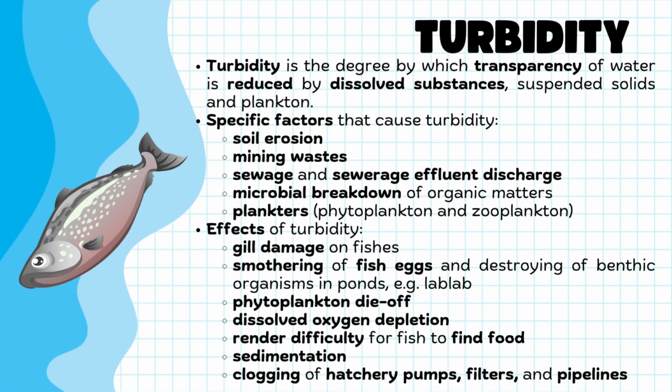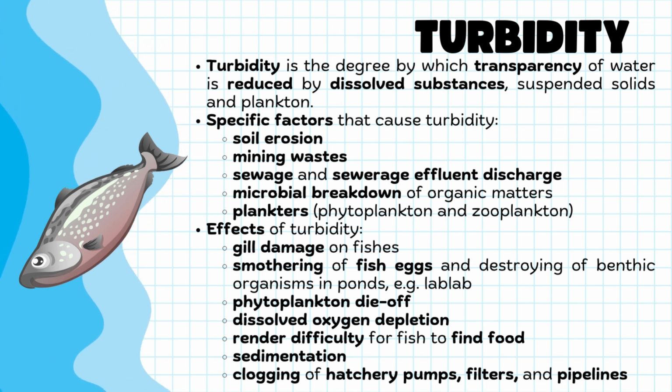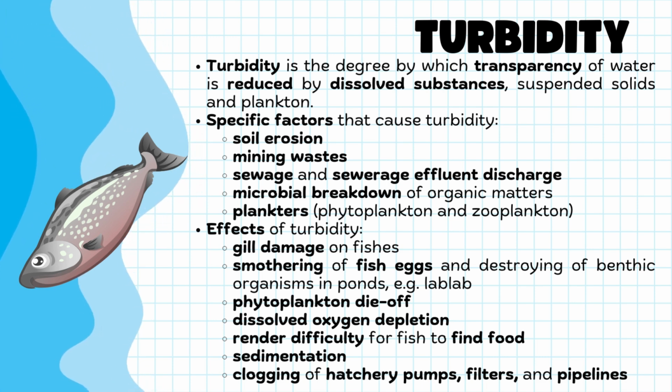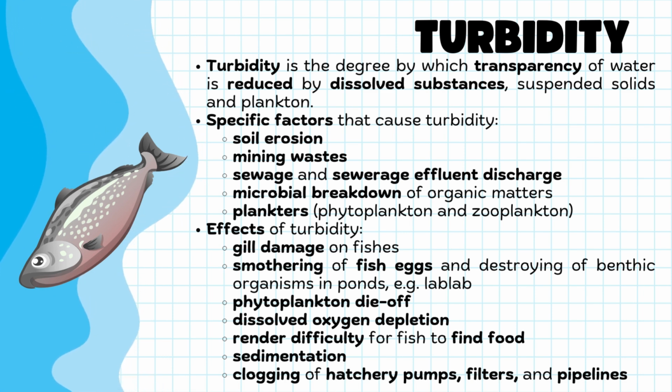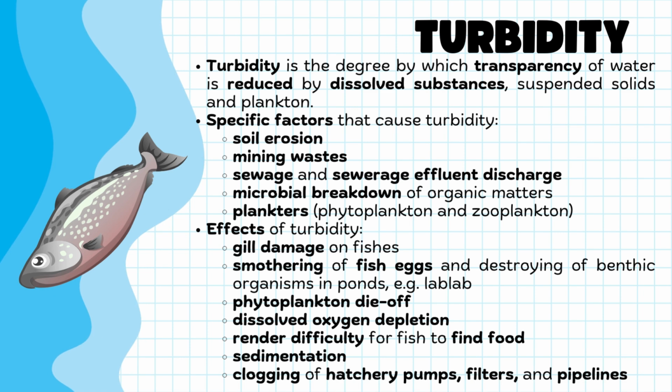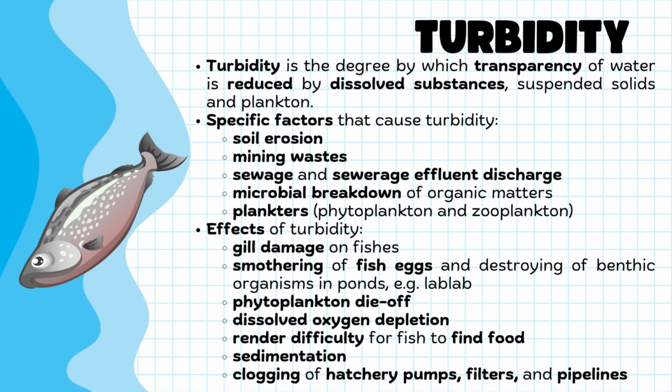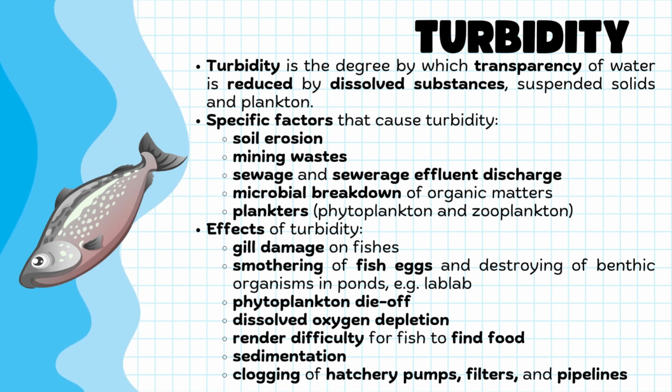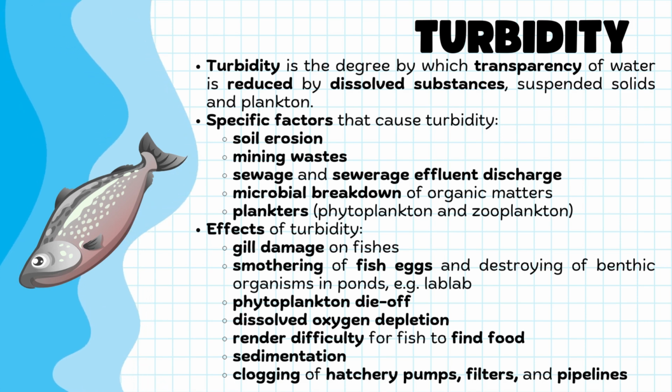Another one is phytoplankton die-off. It reduces food availability in the water. Next is dissolved oxygen depletion. It leads to poor water quality. It also makes feeding difficult, so fishes struggle to find or locate food. Sedimentation affects pond bottom conditions. Lastly, clogging of hatchery pumps, filters, and pipelines causes operational issues in aquaculture systems.